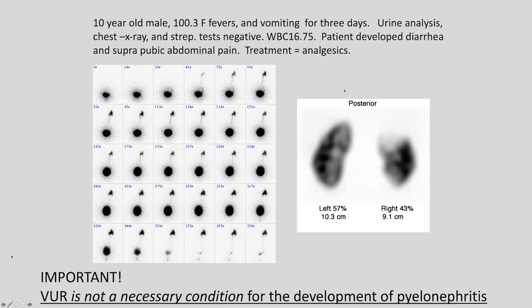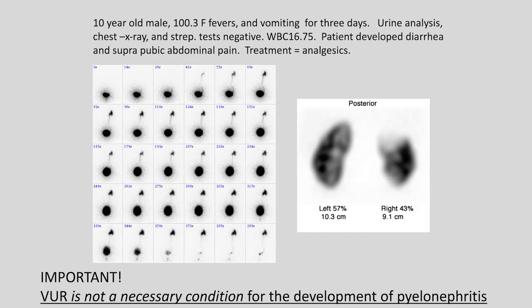So clearly, this patient had pyelonephritis with reflux to the right kidney and the upper pole. But it's important to remember that vesicoureteric reflux is not a necessary condition for the development of pyelonephritis. So in the past, most people in the US at least relied more heavily on voiding cystography to determine whether or not this patient has pyelonephritis.